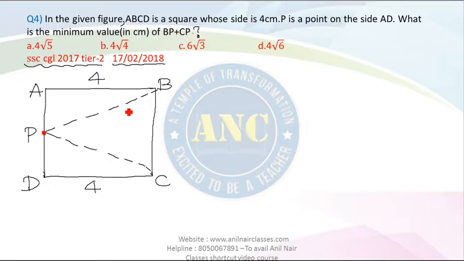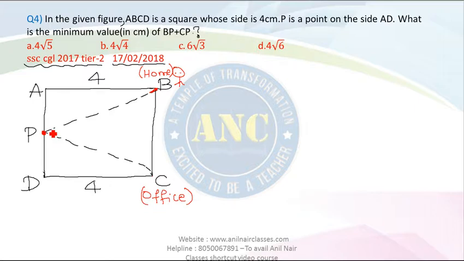They are asking you to find the minimum value of BP plus CP, or in simple language, I am starting at a point called B. This is my home, for example. B is my home and C is my office, right? That means I want to travel from home to office, but the question says I need to meet this point called P, and then only I can travel from home to office.